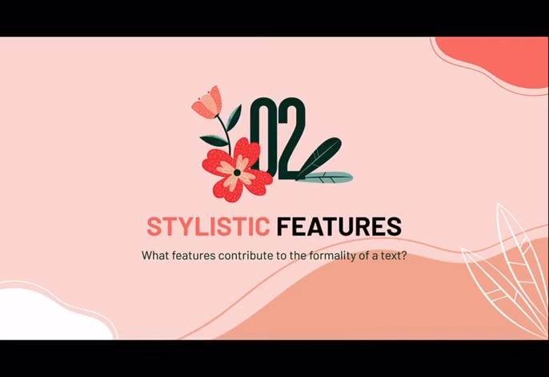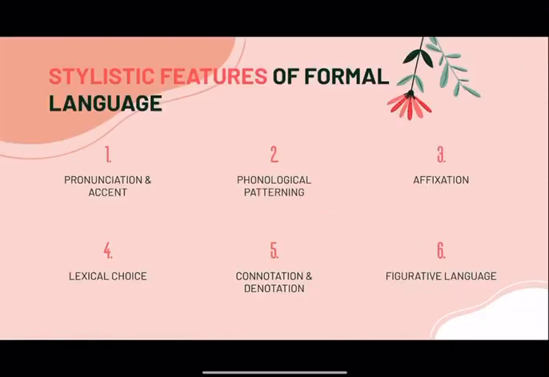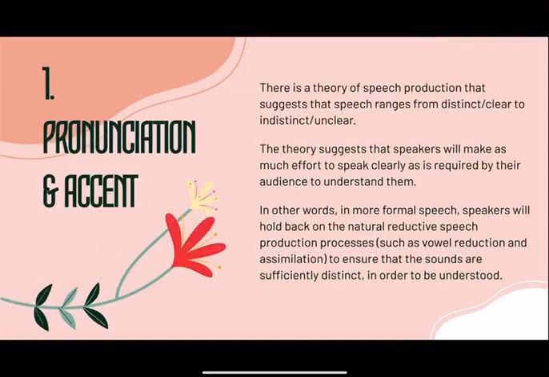Okay, so part 2 is stylistic features. So we're looking now at what features contribute to the formality of a text. These are the ones that we're going to go over today. So we've got pronunciation and accent, phonological patterning, affixation, lexical choice, connotation and denotation, and figurative language. Okay, so we're going to start with pronunciation and accent.